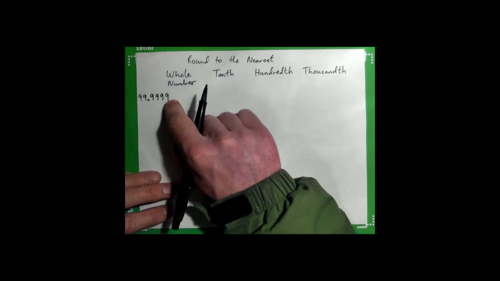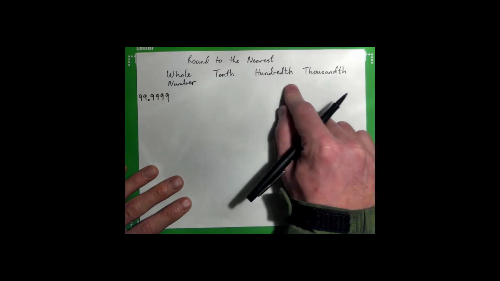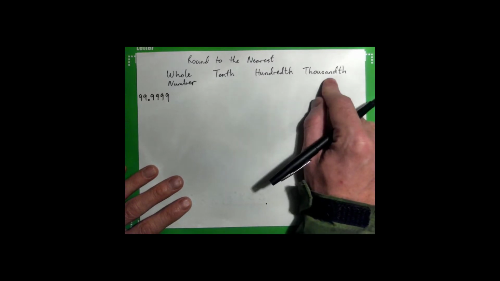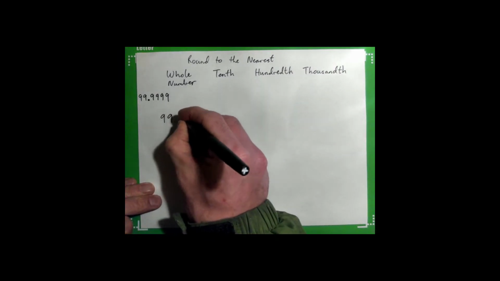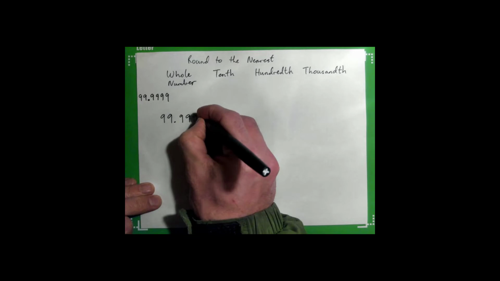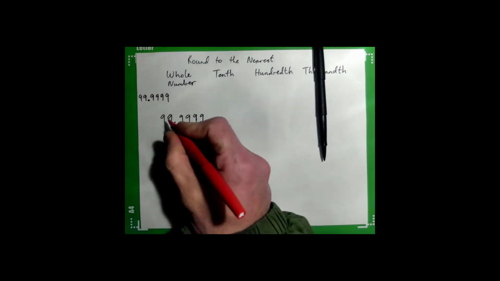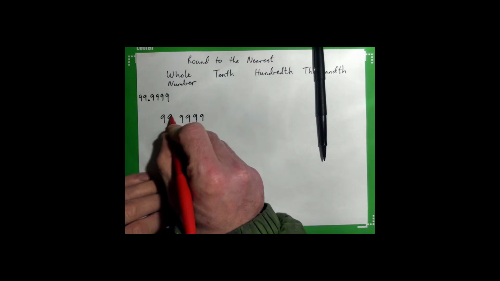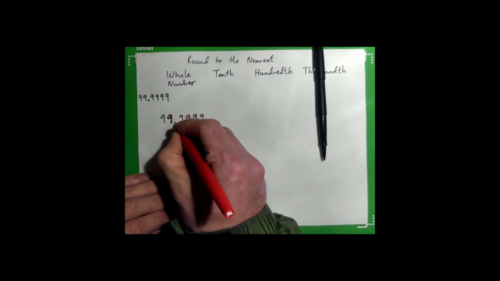So we've got 99.9999. We're going to round it to the nearest whole number, the nearest tenth, the nearest hundredth, and the nearest thousandth. Okay? So rounding to the nearest whole number, I'm just going to write it out. I'm going to take my time here. 99.9999. Now, which of these nines is in the whole number spot at the moment? This one here, that's in the whole number spot, isn't it?